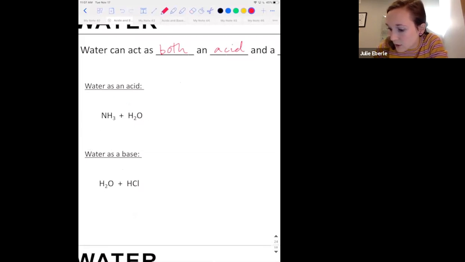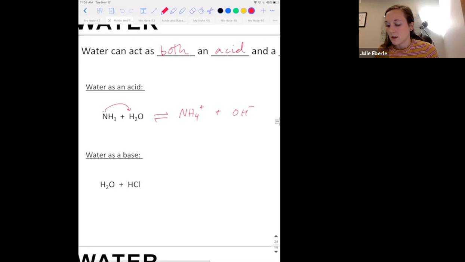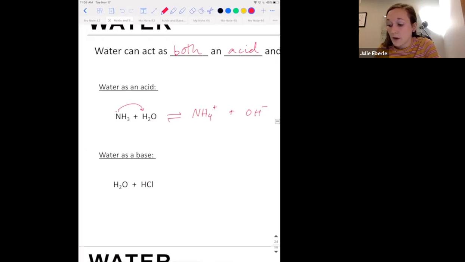I should draw the arrow the other way because we always draw it from the lone pair on the base. It's going to grab off a hydrogen from water, and it will make NH4+, and it will give us OH-. Okay, so that's water acting as the acid.